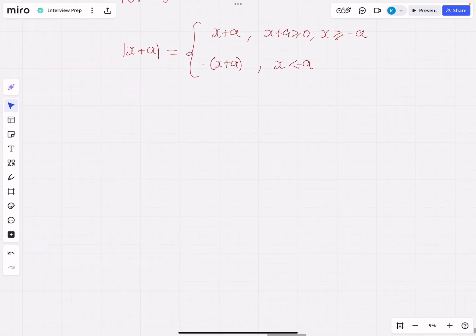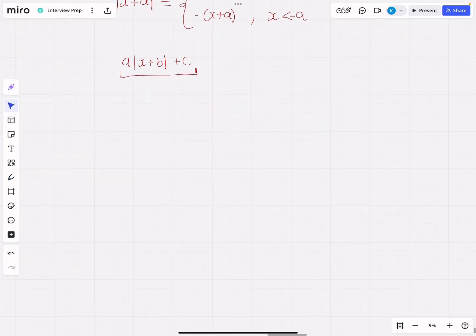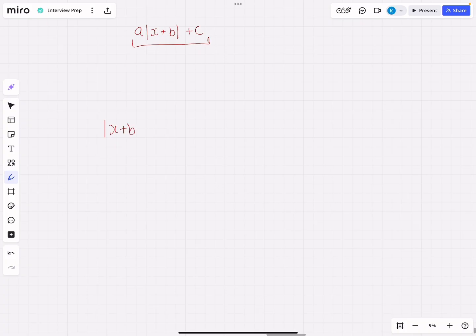So now if we have the general modulus function at A level, they look like this. So you'd have the modulus of x plus b, plus c. And we want to find out how to graph this function here. Well, if we consider the modulus of x plus b, it's going to be x plus b when x plus b is greater than or equal to 0. So that's when x is greater than or equal to minus b. And it's going to be minus x plus b when x plus b is less than 0. So when x is less than minus b.